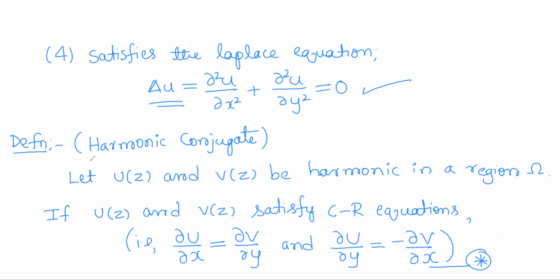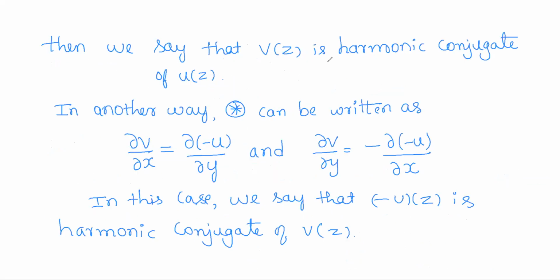So next we come to harmonic conjugate. We start with two harmonic functions. Let u and v be harmonic in a region omega. If u and v satisfy CR equations, that is Cauchy-Riemann equations given by ∂u/∂x equals ∂v/∂y, ∂u/∂y equals minus ∂v/∂x, then we say v is harmonic conjugate of u. So this is the definition of harmonic conjugate.